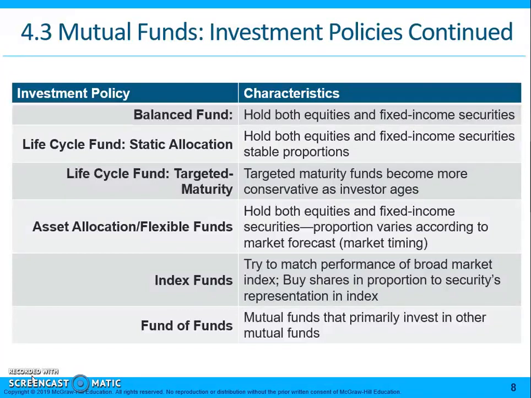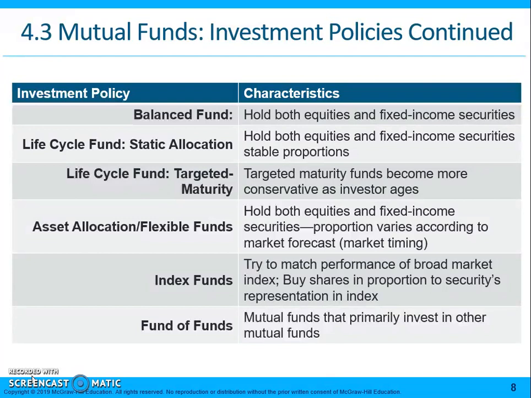Think of somebody thinking about retirement. Say you're 45 years old and, assuming you wanted to retire in 20 years, you would buy a 20-year targeted maturity life cycle fund. And the investments would become more and more conservative as you age. For example, stocks would probably be sold off, and the fund would invest in shorter and shorter maturity bonds. The equity proportion would decline over time, the fixed income proportion would increase, and the maturities would decline as well.